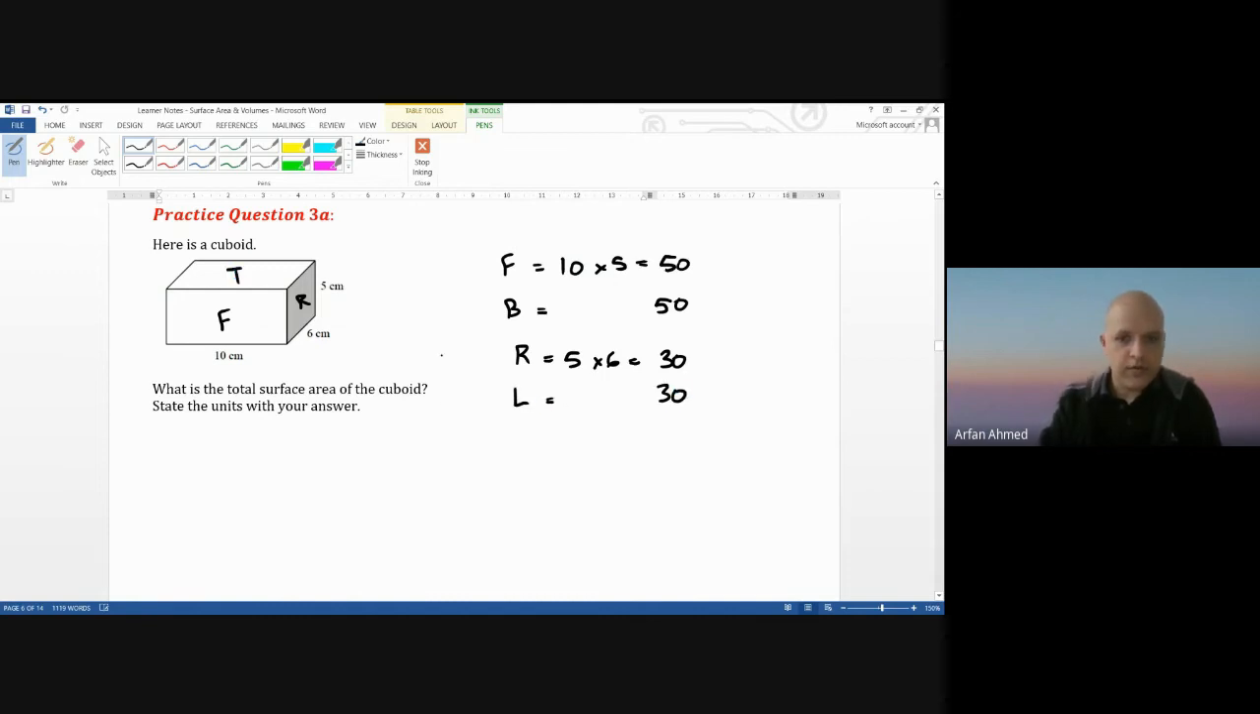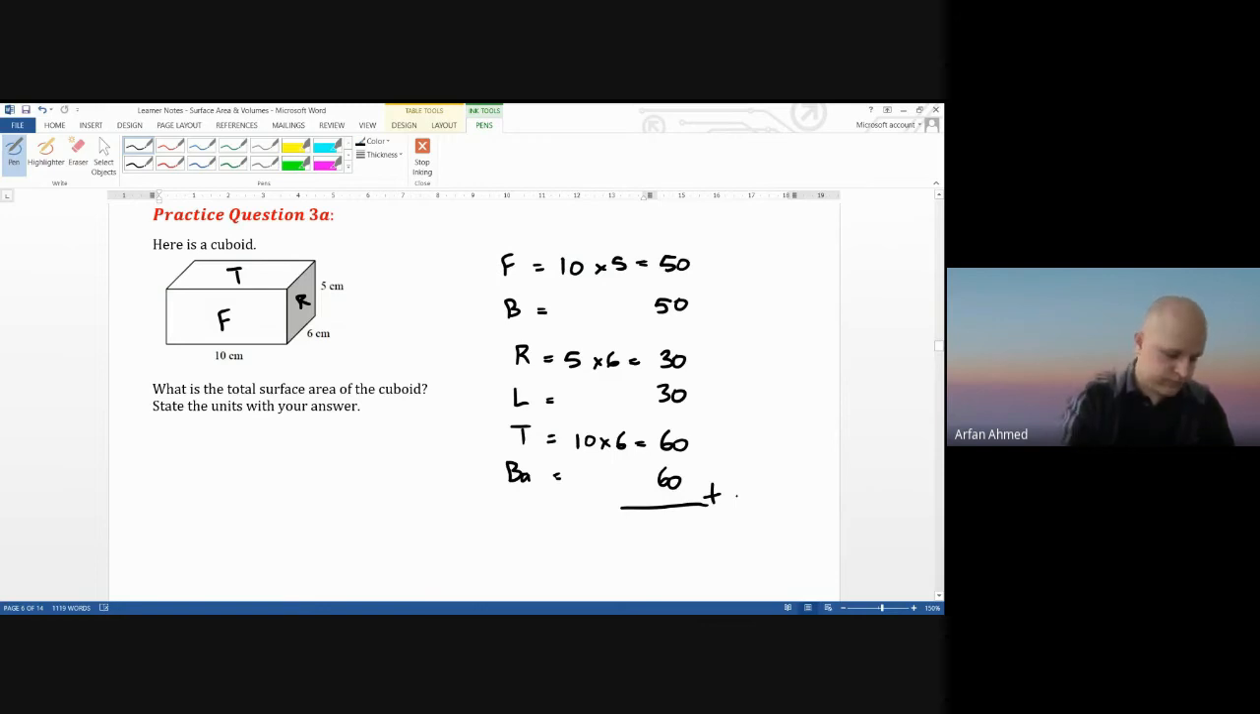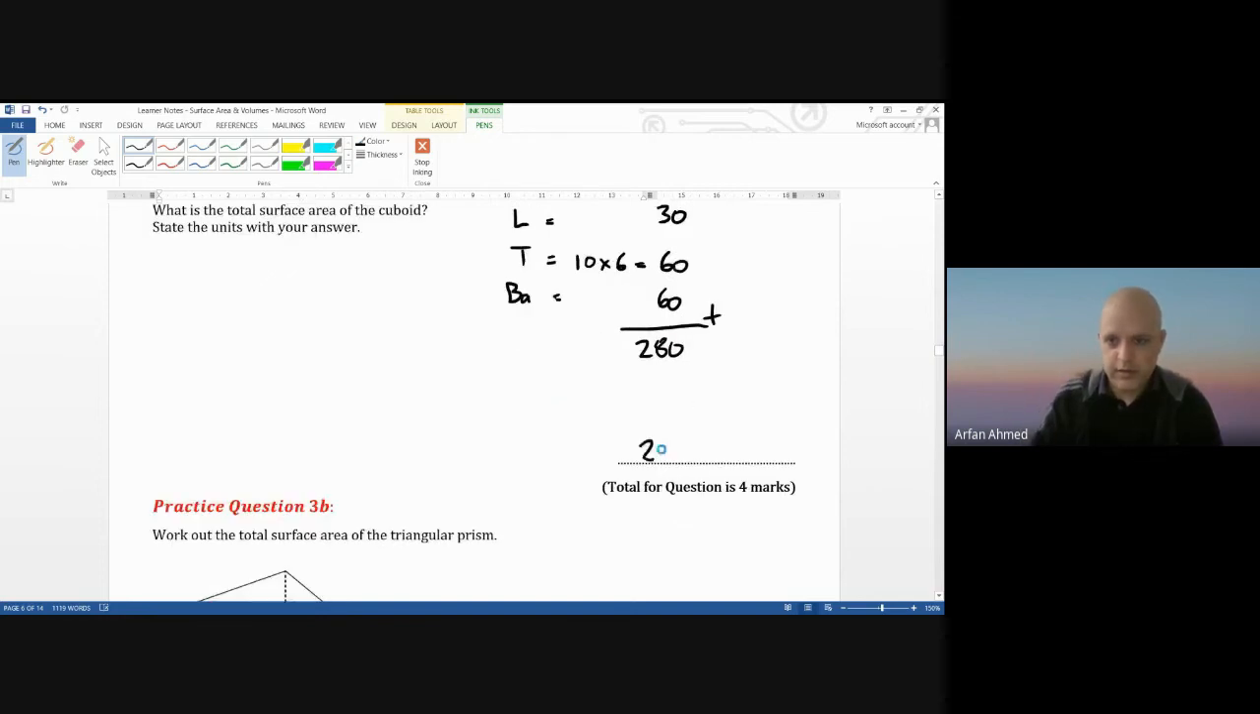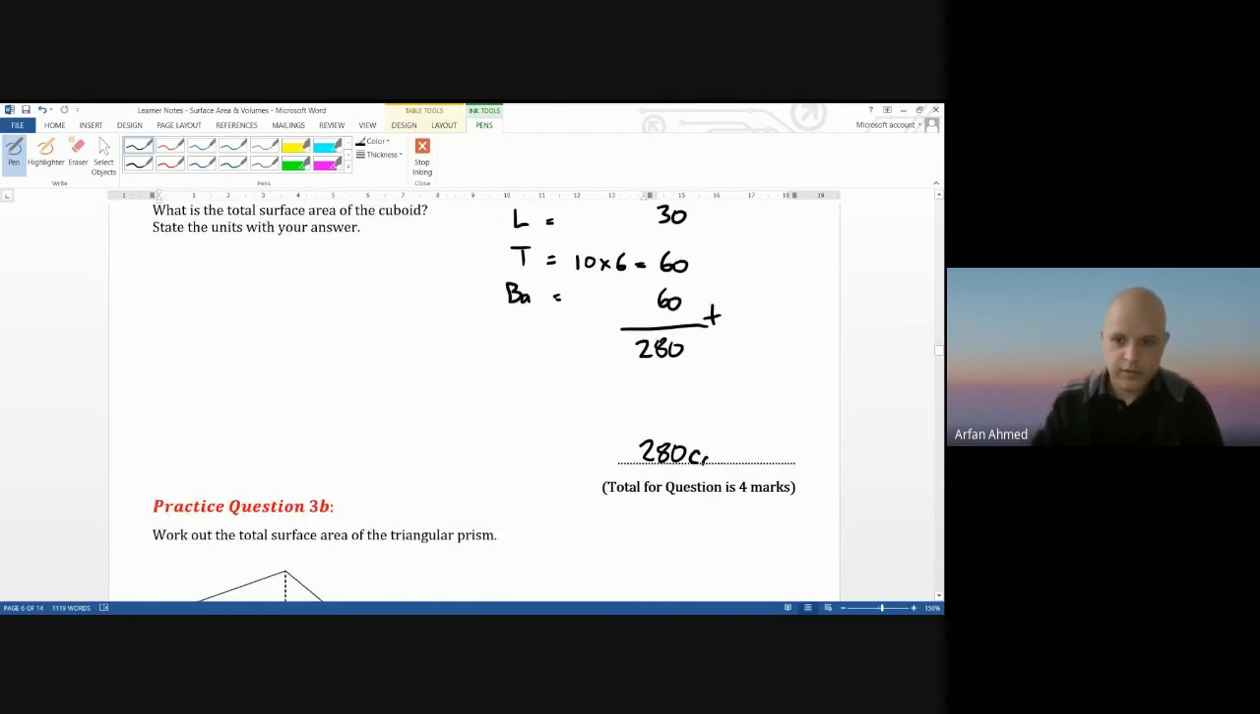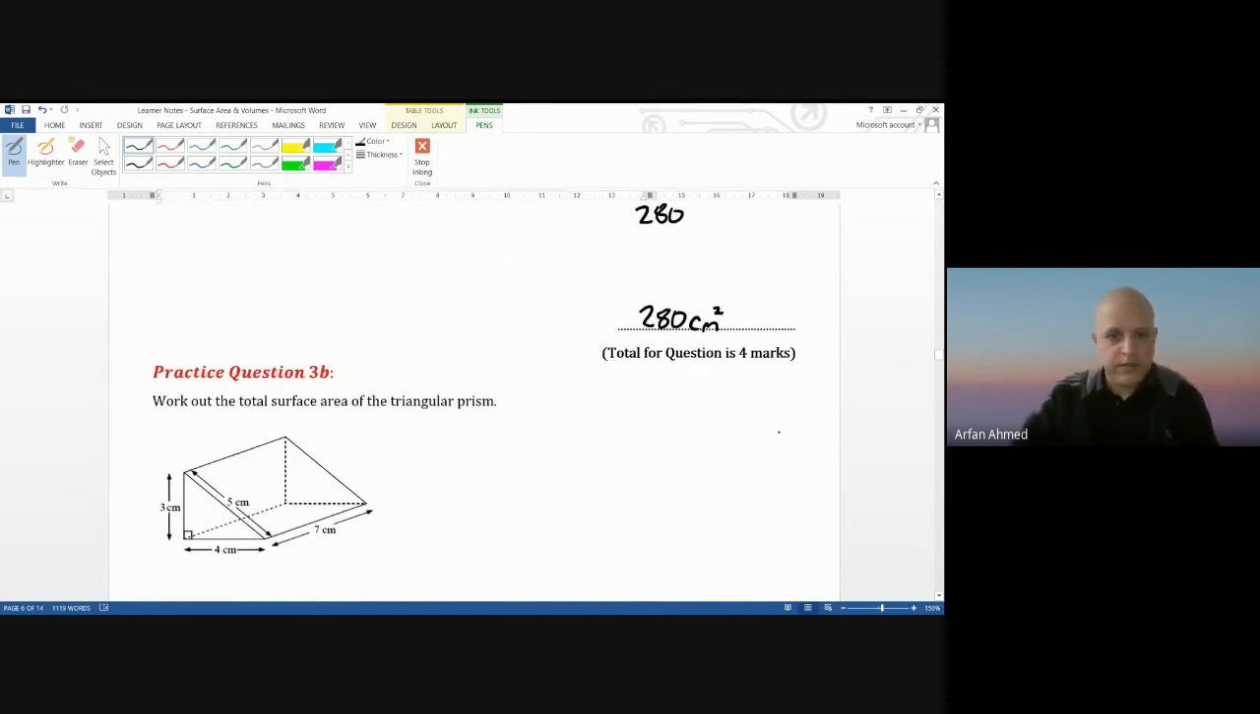And the top, 10 times 6. That's going to be the same as the base. Yep, 1, 2, 3, 4, 5, 6. Let's add them all together. 280. Okay, so that's 280. Is it in centimeters? Yeah, centimeters squared. Yep, dead easy. Let's move on.